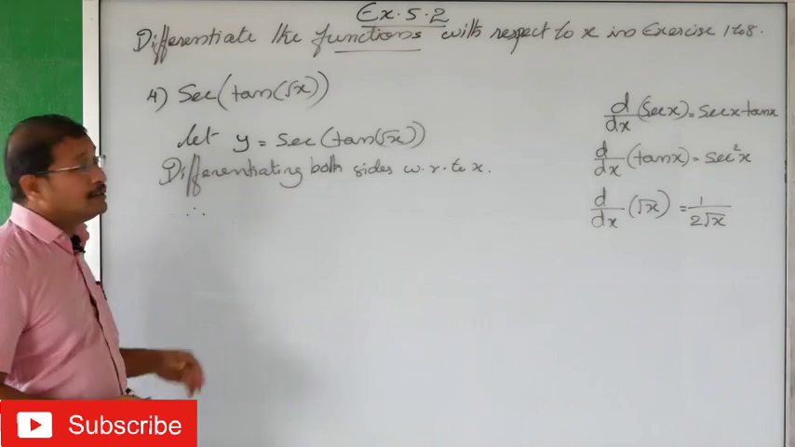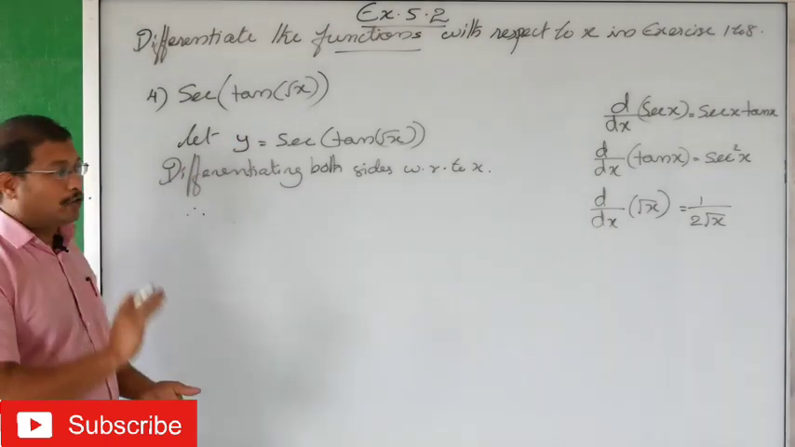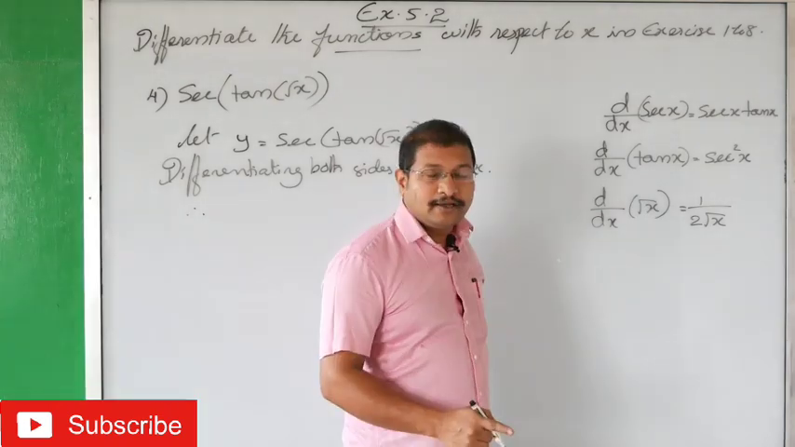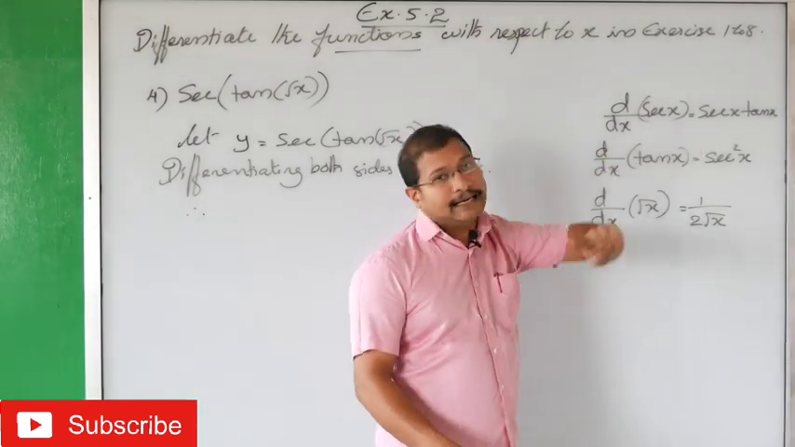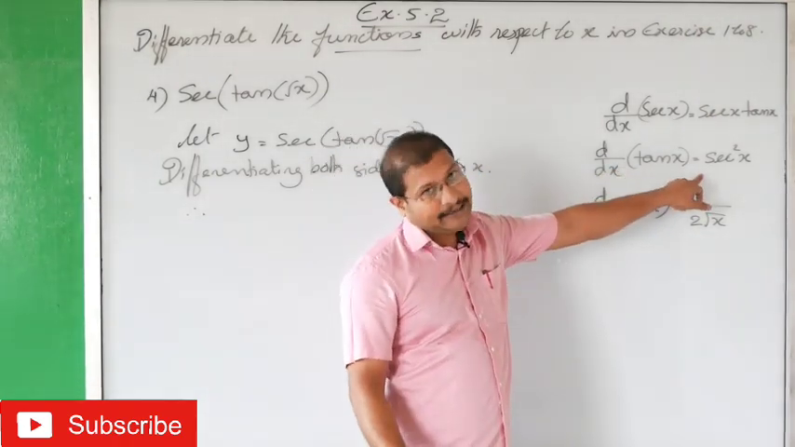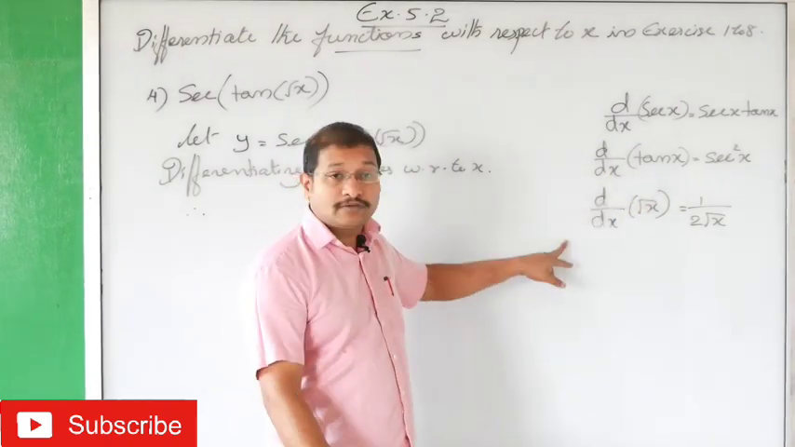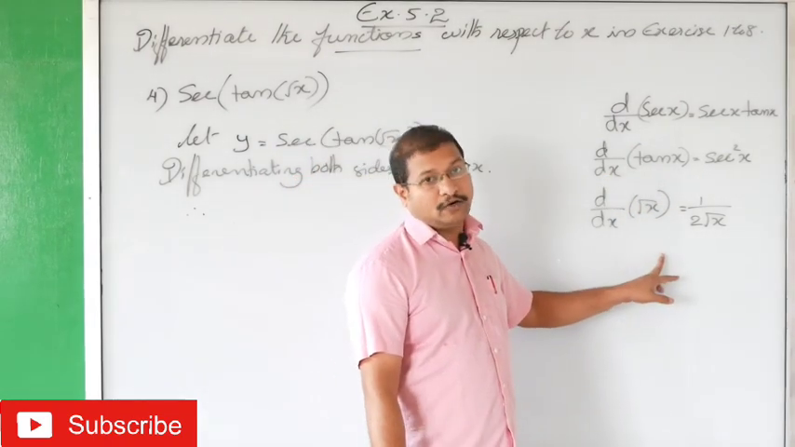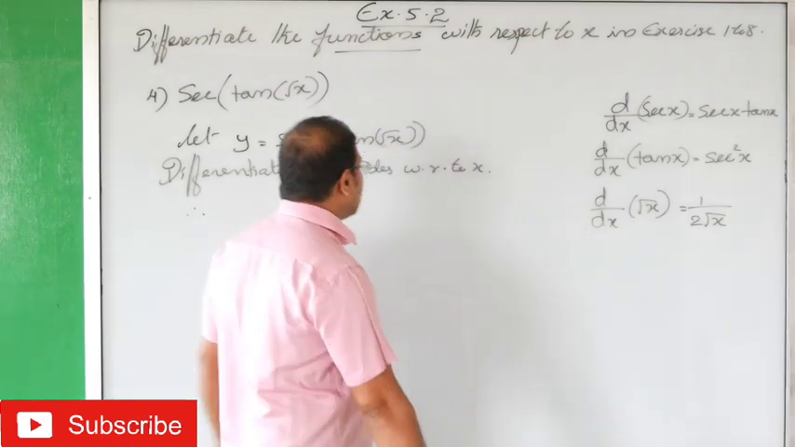Question number 4. Sec of tan root x. Ready? Sec of tan root x. So we need to know derivative of sec x equals sec x into tan x. Next one, derivative of tan x equals sec square x. Next one, derivative of root x equals 1 by 2 root x. Ready? Let's start the work now.